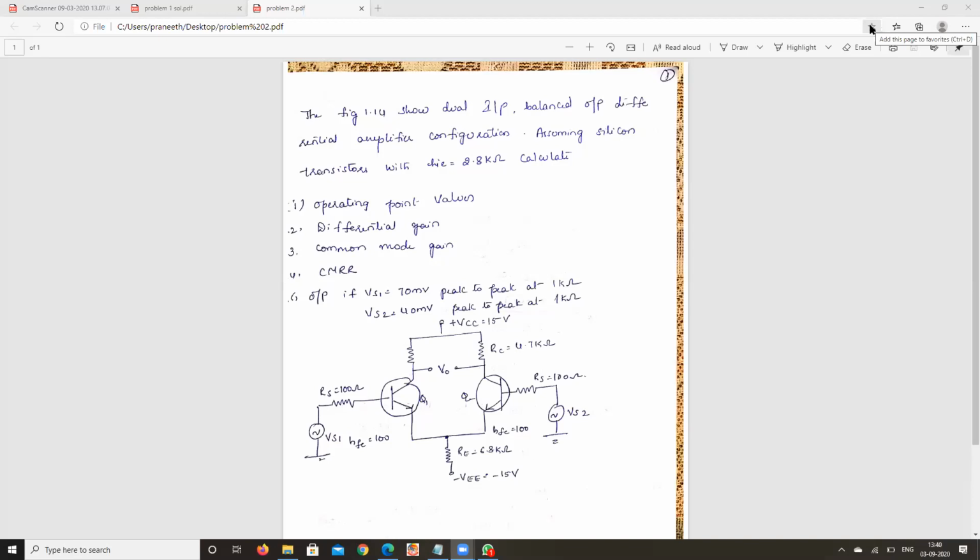And for VCQ, VCC plus VBE minus ICQ RC, you will get VCQ. VCC is 15 ohms, VB is 0.7 ohms. Some value of ICQ you will be going to get. So substitute that, you will get VCQ.